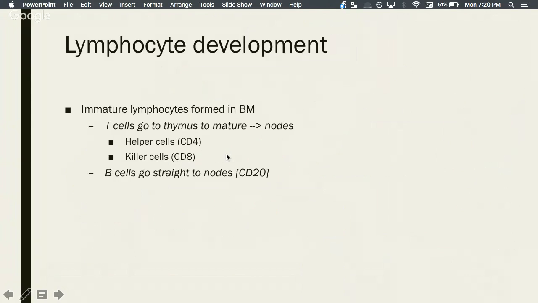So in terms of lymphocyte development, just going back to first year, second year, your immature lymphocytes are formed in your bone marrow, and your T cells go to your thymus to mature, and they then go to your nodes. So helper cells are CD4, killer cells are CD8, and your MHC for each of them: CD4 is an MHC2 receptor, CD8 is an MHC1. And B cells go straight to your nodes, and they're CD20.